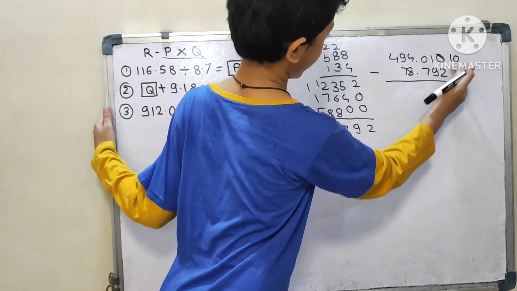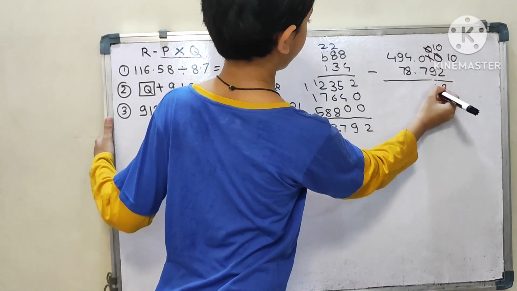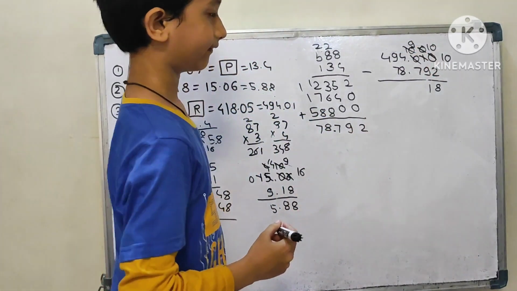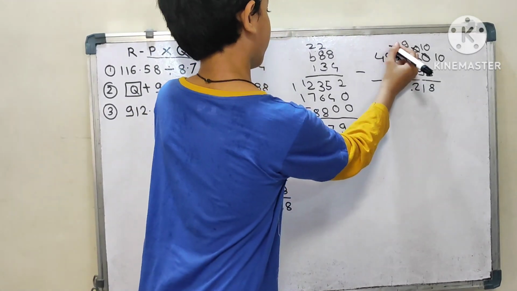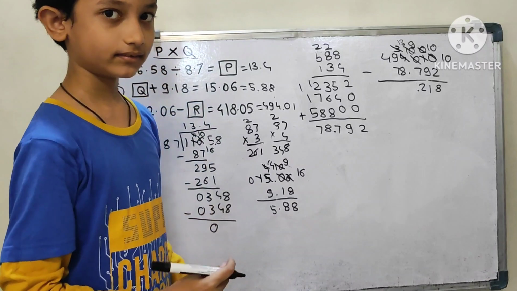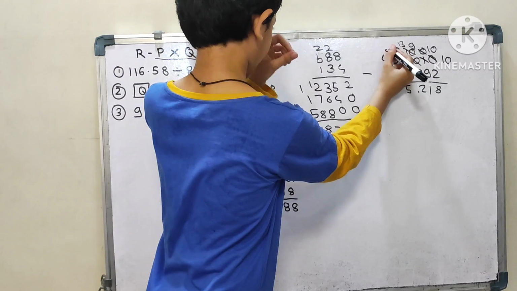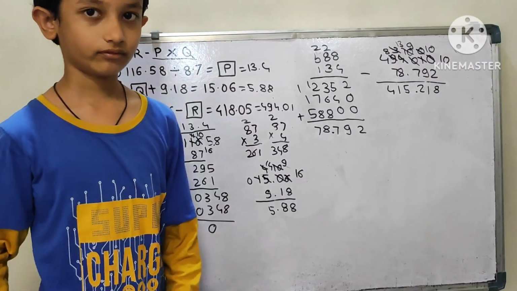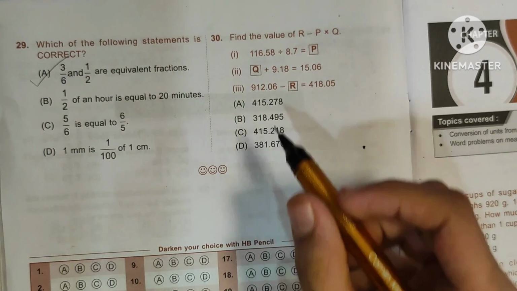So 0 will become 10, 10 minus 2 will be 8, this 1 will become 0 and 0 will become 10, 10 minus 9 will be 1 and 0 will become again 10 and this 10 will become 9 and 9 minus 7 will be 2 and now decimal point and now this 4 will become 3, 3 will become 13 and 13 minus 8, so 13 minus 10 will be 3 and means it will be 5 and now this 9 will become 8 and 8 minus 7 is 1 and this 4. So 415.278 is our correct answer.